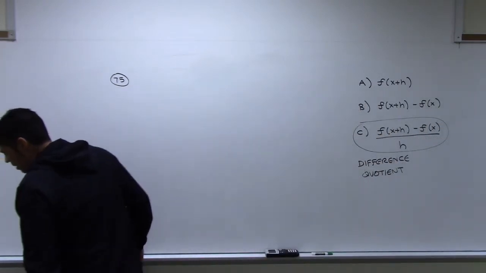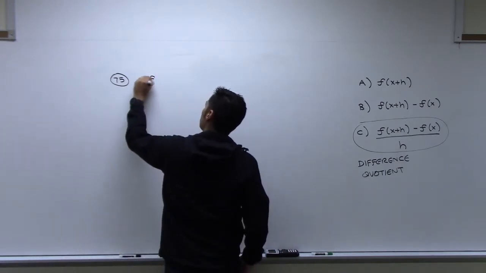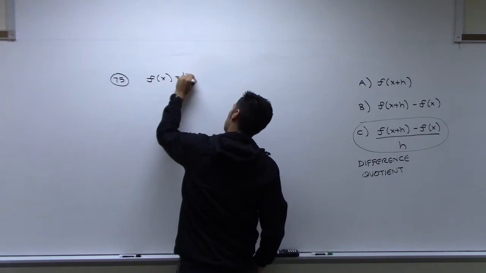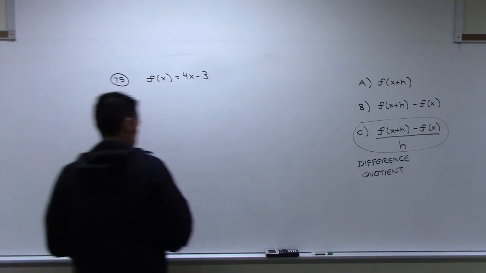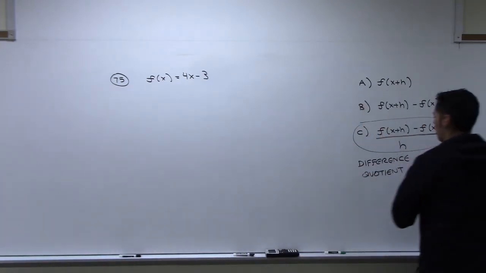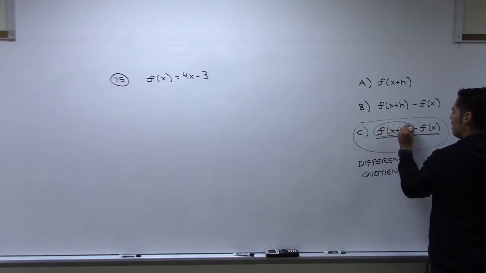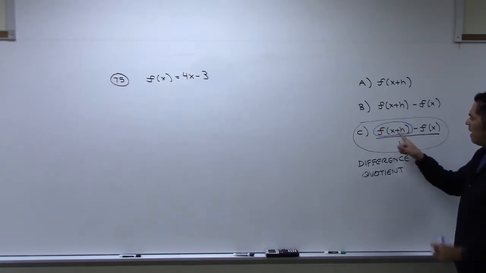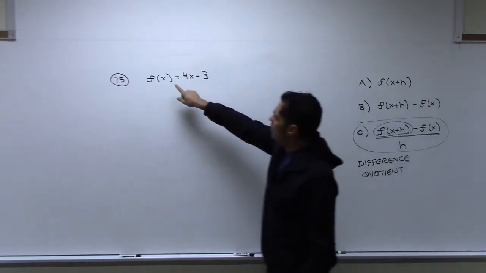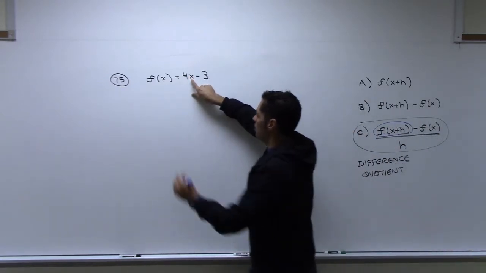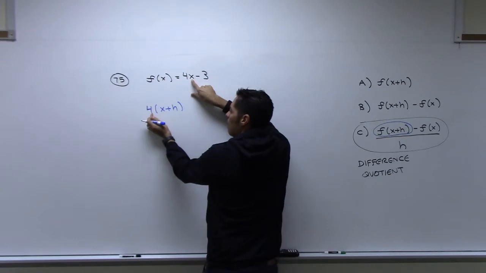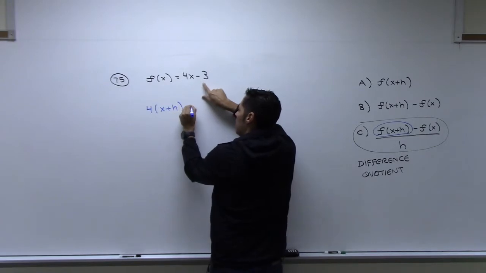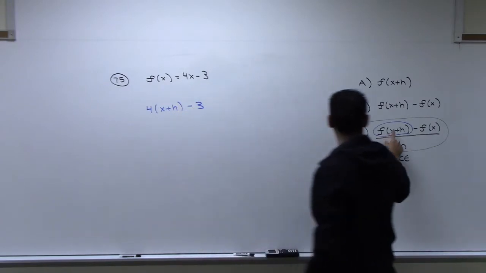So here's the function they give us, 4x minus 3. F of x is 4x minus 3. I'm going to first do this piece right here. So what happens when I plug x plus h into this function? If I replace that with x plus h, I'm going to get 4 and then parentheses x plus h. Very important that the parentheses is around x plus h because the 4 has to multiply through to both things. Then I still have minus 3. Okay, so that is this part right here.